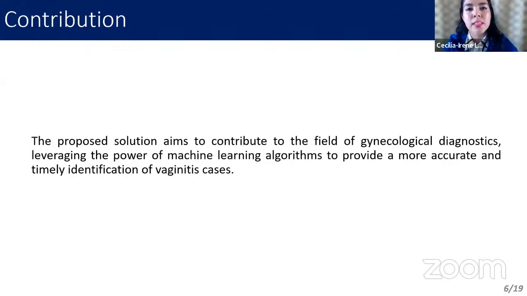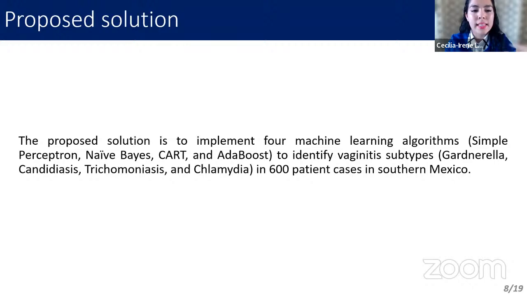Hence, our contribution is using computational techniques to classify vaginitis records. Specifically, we employ machine learning classification algorithms, and this work is established in the domain of experimental machine learning. Our proposed solution is the following: to implement simple perceptron, naive-Bayes, CART, and AdaBoost algorithms to identify four types of vaginitis: Gardnerella, candidiasis, trichomoniasis, and chlamydia, in 600 records of patients in southern Mexico.